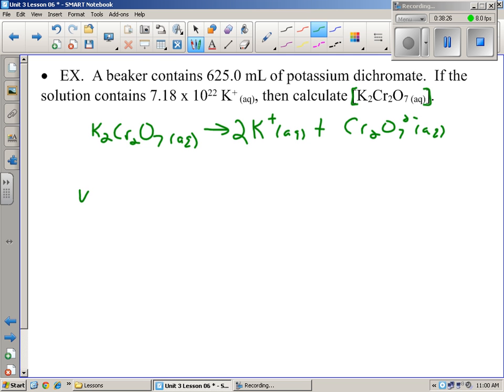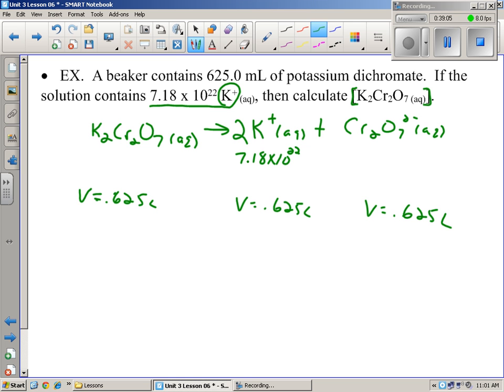So we can say I got 0.625 liters here, 0.625 liters here, 0.625 liters here. Okay? So this is all taking place in 625 milliliters. We have 7.18 times 10 to the 22 potassium ions. Where does that need to go? Left, middle, or right? What do you think? Middle, sure. It tells you right here, look. That many potassium ions, right? It didn't say potassium dichromate, it doesn't say chromate, dichromate. This is potassium ions. We need to make sure that goes right here. 7.18 times 10 to the 22 ions.